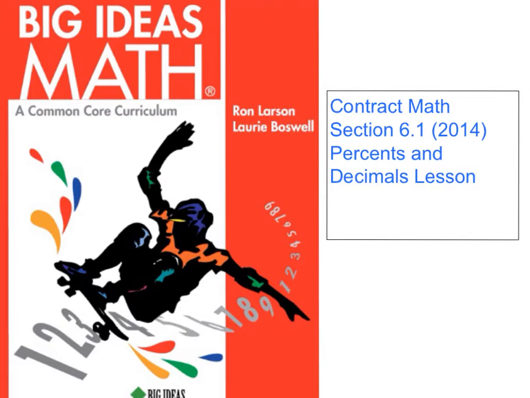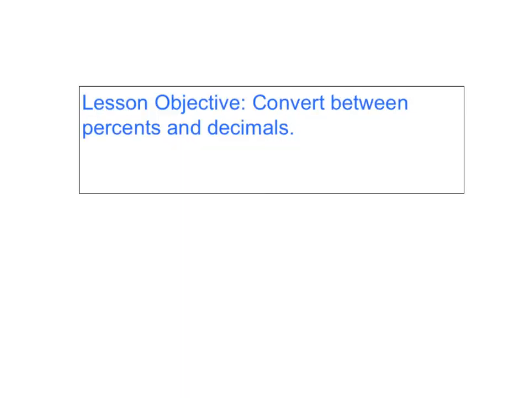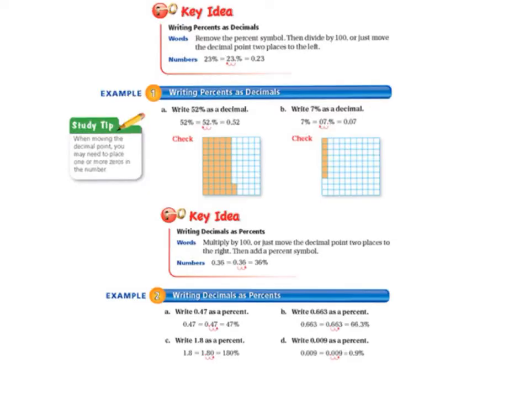Pause while you write Section 6.1, 2014 lesson in your math notebook. Pause again while you write today's lesson objective in your math notebook. Today's objective is convert between percents and decimals. Today we'll be starting on page 216 in your 2014 textbook. Be sure to copy the key idea at the top of the page into your math notebook.